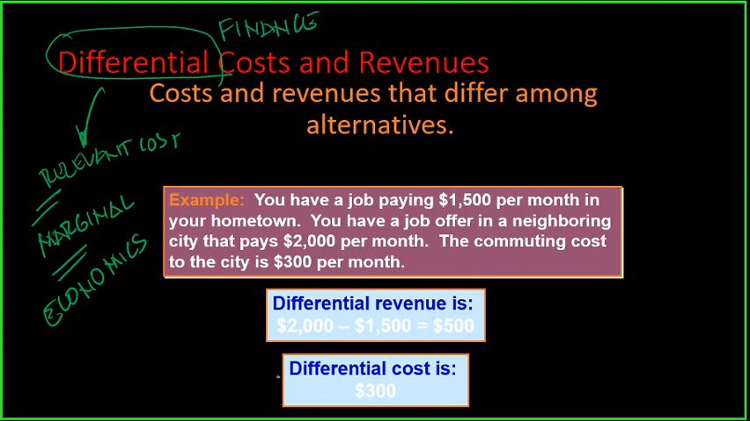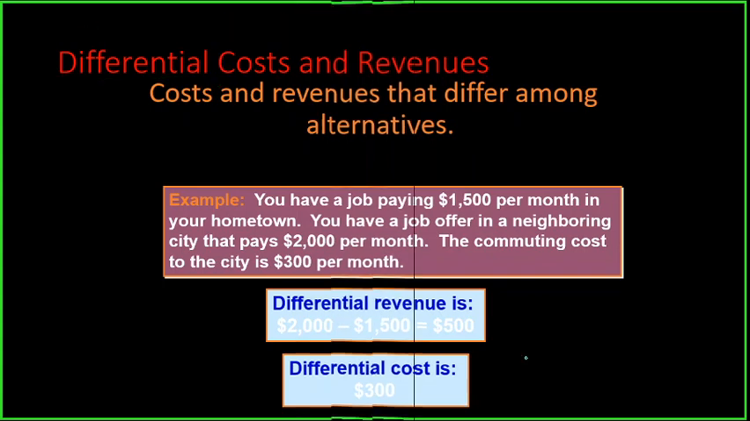If you have a job paying 1,500 per month and there's an offer of 2,000, what is relevant for decision making? The difference of 500. But if there is additional cost information, this one is also relevant because it is additional, or differential, or relevant. It is an avoidable cost. Analyzing this further, the total net relevant cost will be $200, which is favorable.